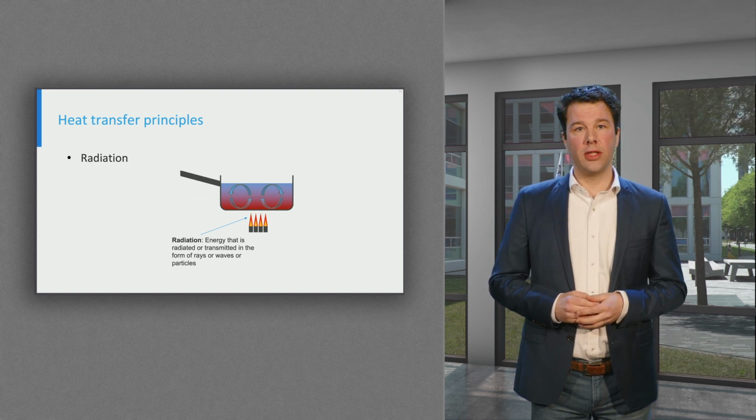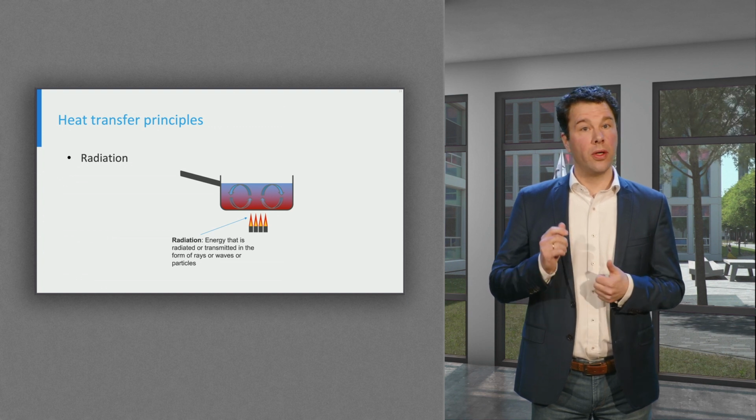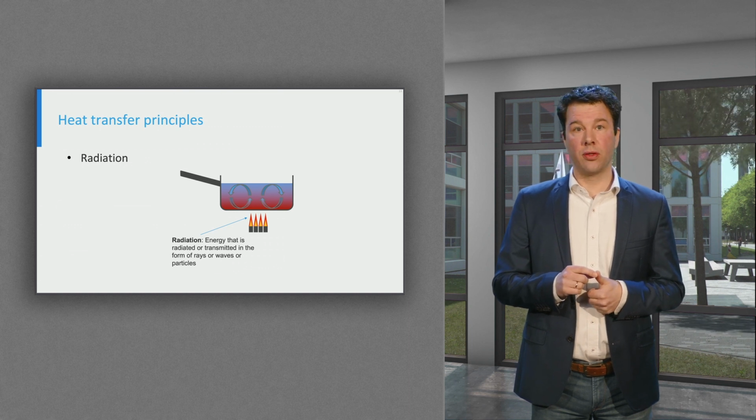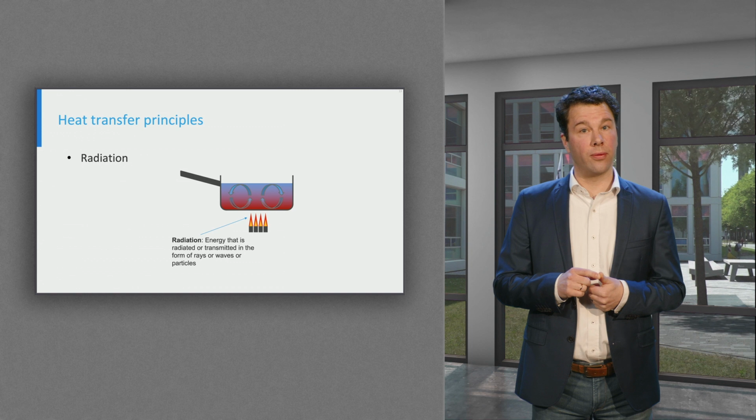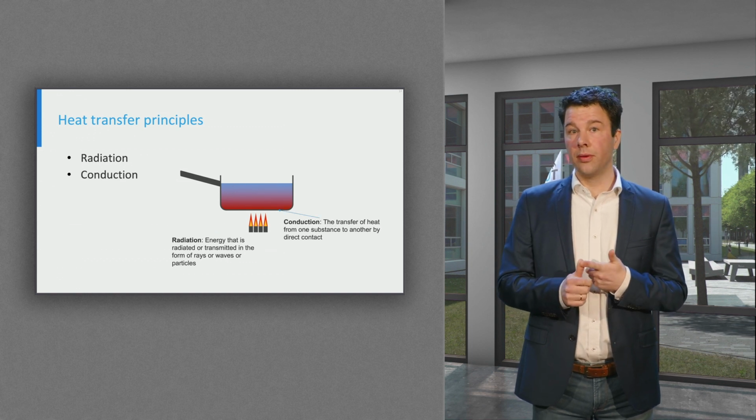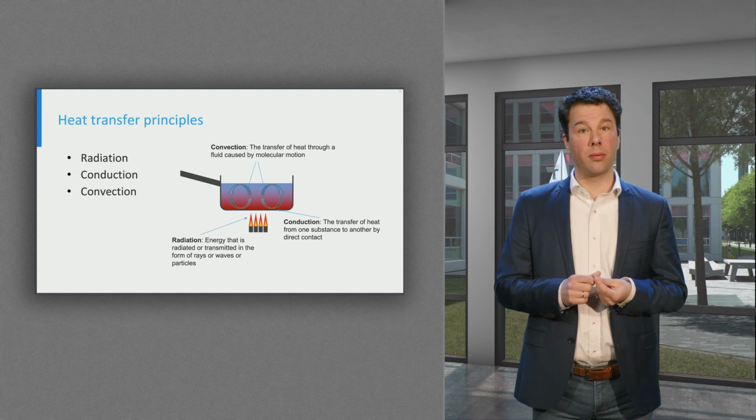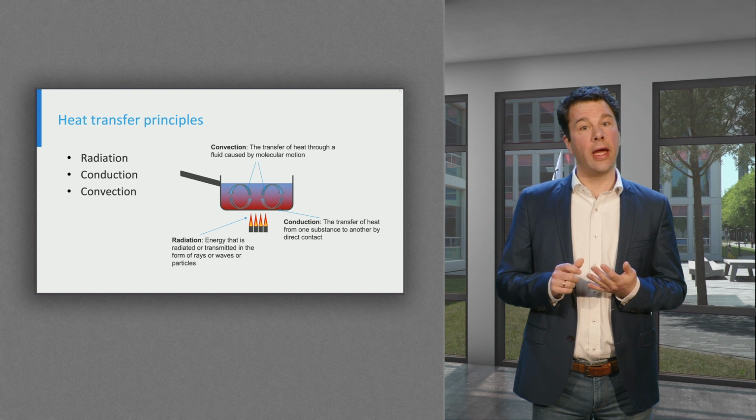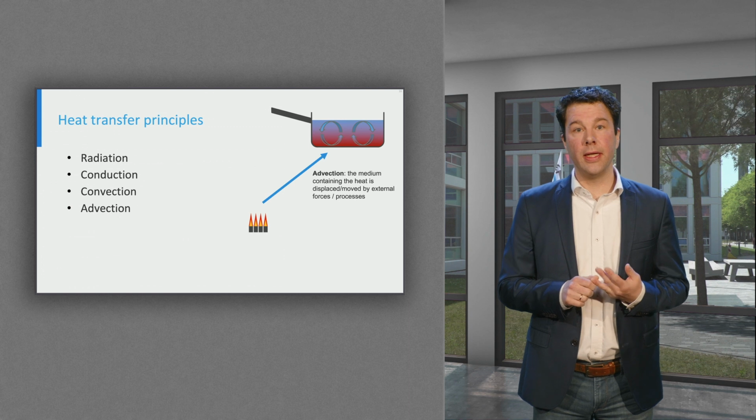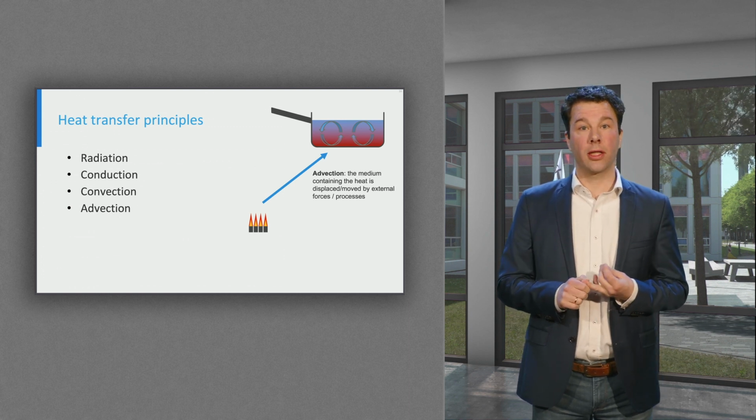Throughout the MOOC, we will discuss and quantify the four main heat transfer principles. Radiation, heat traveling in the form of visible and non-visible light via electromagnetic waves. Conduction, heat traveling through a solid material. Convection, or sometimes called free convection, where heat is transported by a moving fluid or gas. And lastly, advection, or sometimes called forced convection, where the heat medium is picked up and moved to another location by external forces.